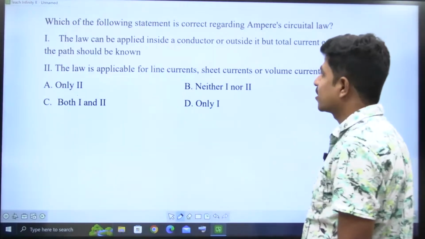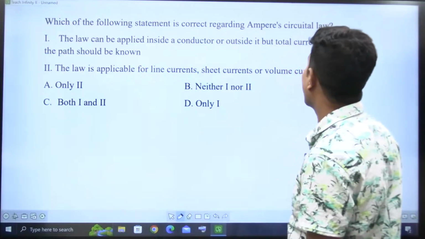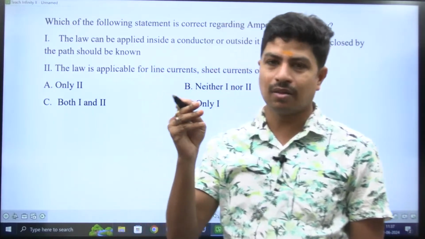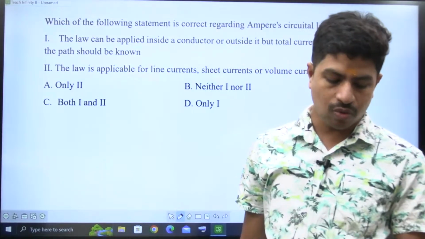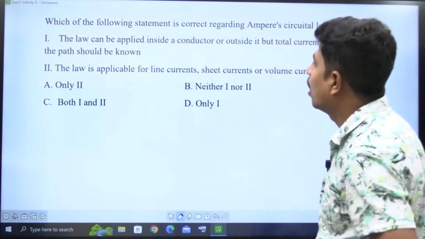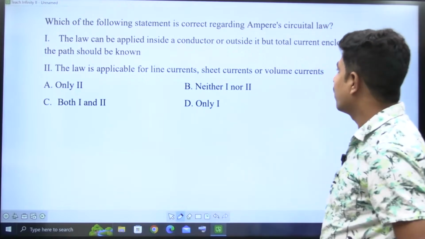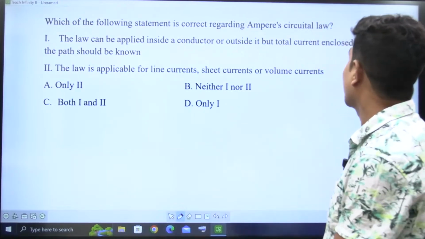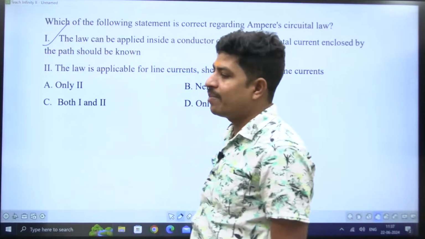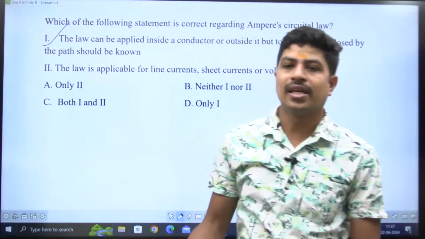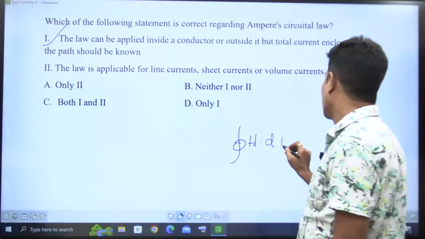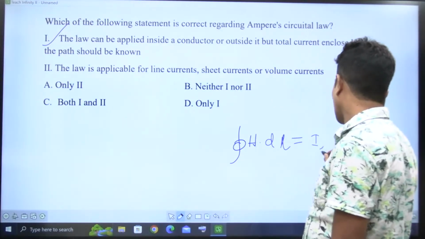Next, which of the following statements is correct regarding Ampere circuit law? I don't remember exactly if it is the third or fourth question. Observe it. What is the question? The law can be applied inside of a conductor or outside, but the total current enclosed by the path should be known. Yes, Ampere circuit law says the integral of H dot dl is equal to I enclosed.